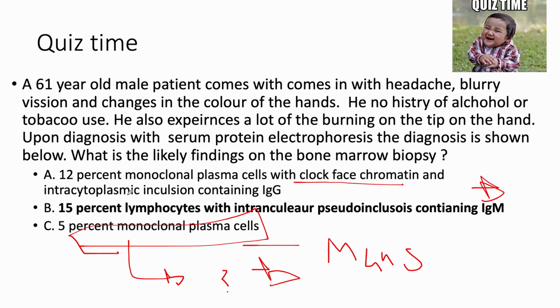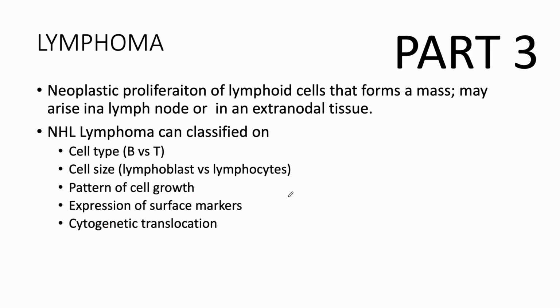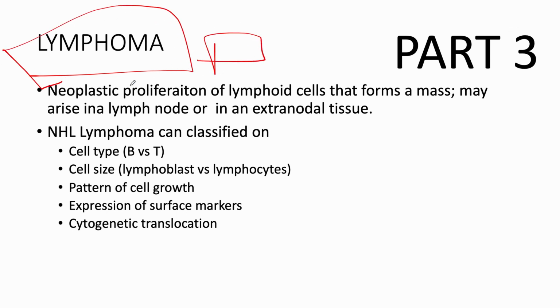I remember saying the clock-face chromatin. I did mention this intracytoplasmic IgM. Part number 3 is going to be lymphomas. Don't worry, we only have part 3 and part 4, and part 4 is where it ends.